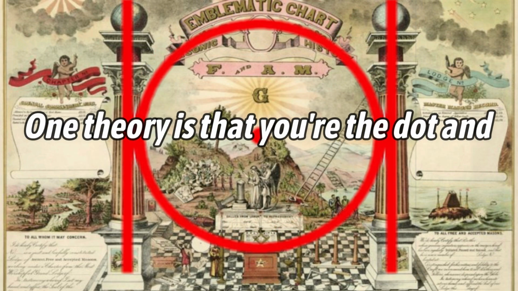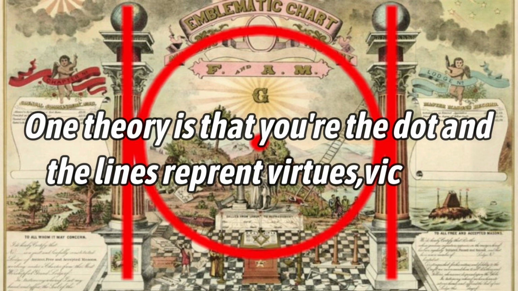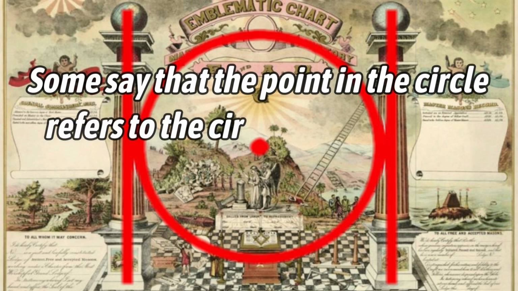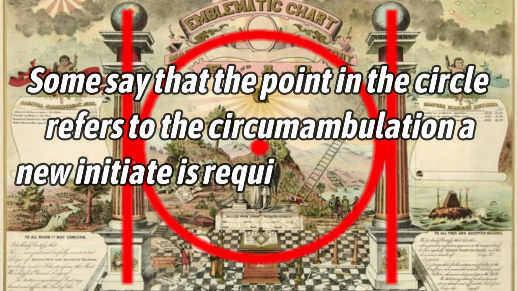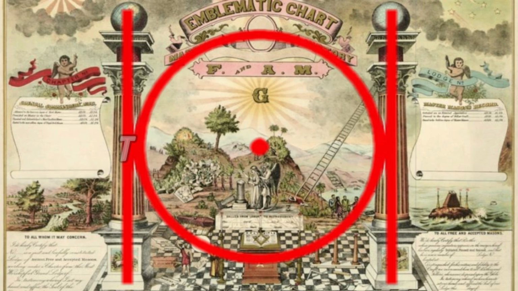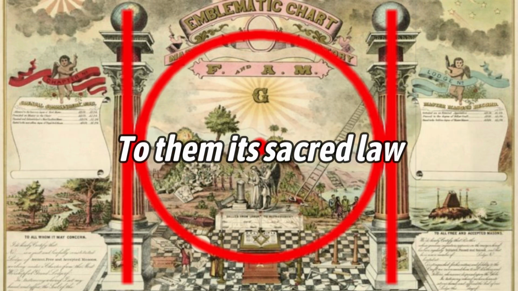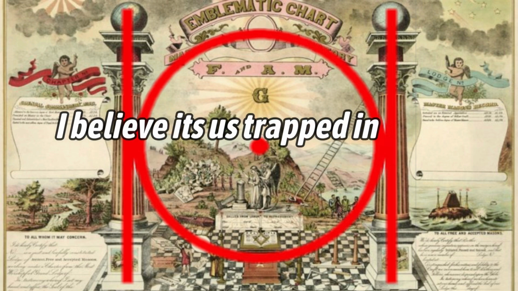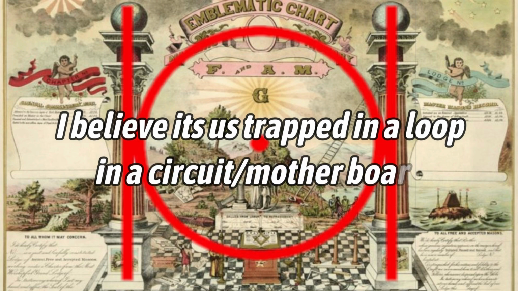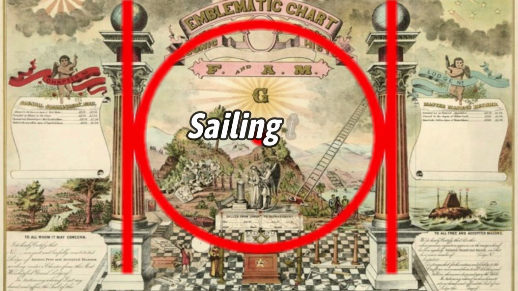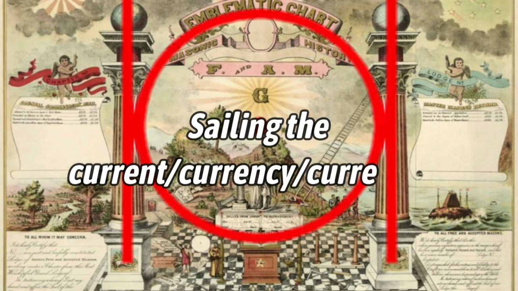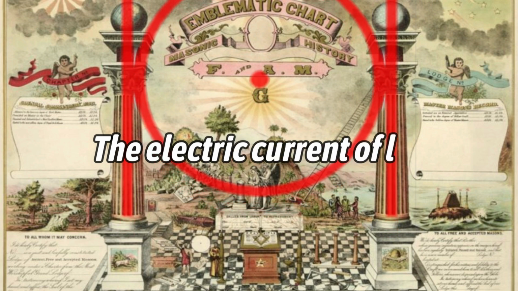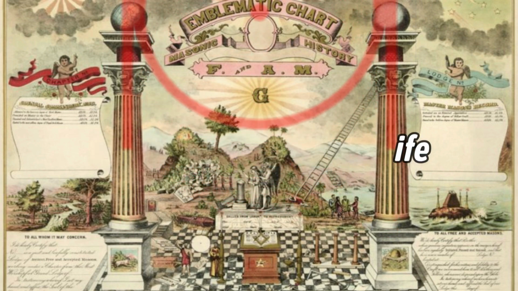One theory is that you are the dot and the lines represent virtues, vices, etc. Some say that the point in the circle refers to the circumambulation a new initiate is required to make about the sacred altar. To them it's sacred law. I believe it's us trapped in a loop, in a circuit, a motherboard. Sailing the current, the currency. The electric current of life.